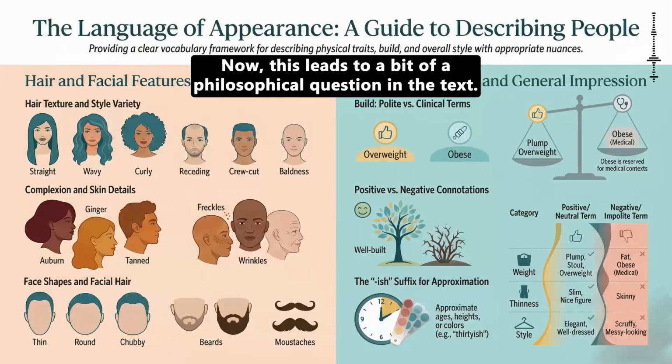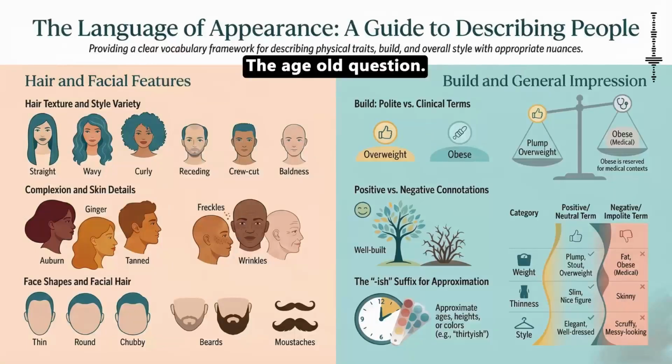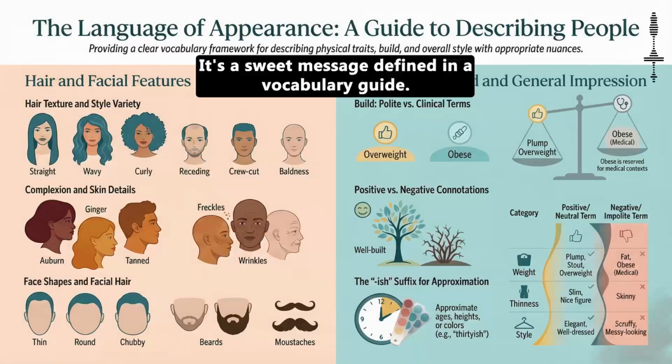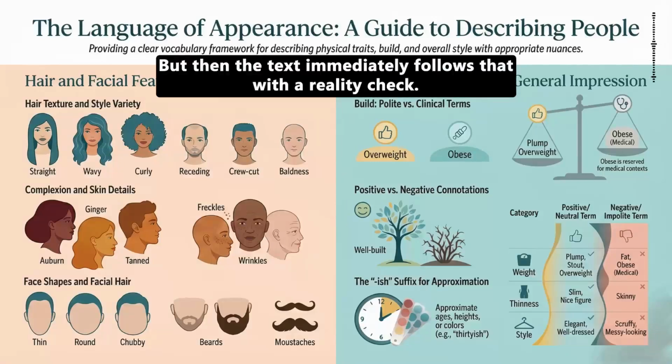Now, this leads to a bit of a philosophical question in the text. Right. Do beautiful women always go for handsome men? The age-old question. And the text has a very firm opinion. It does. The narrator says, I don't. I think personality matters most. Personality matters most. It's a sweet message to find in a vocabulary guide. It is. It's grounding. But then the text immediately follows that with a reality check.